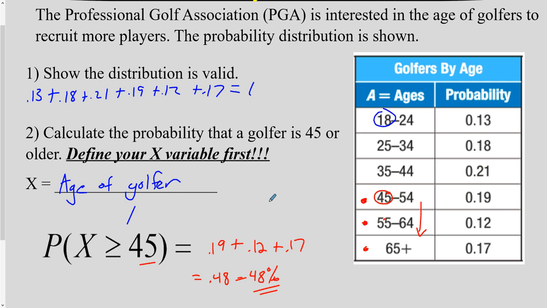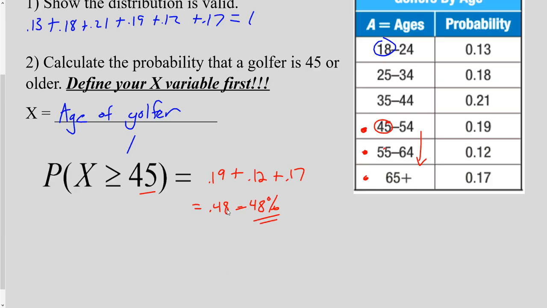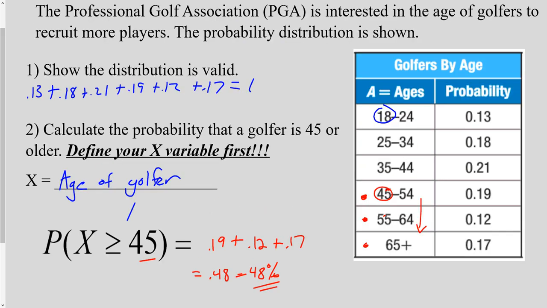You can see why the PGA might be worried about recruiting younger members and more players if half their membership is 45 or older. It's not great for the longevity of the membership.